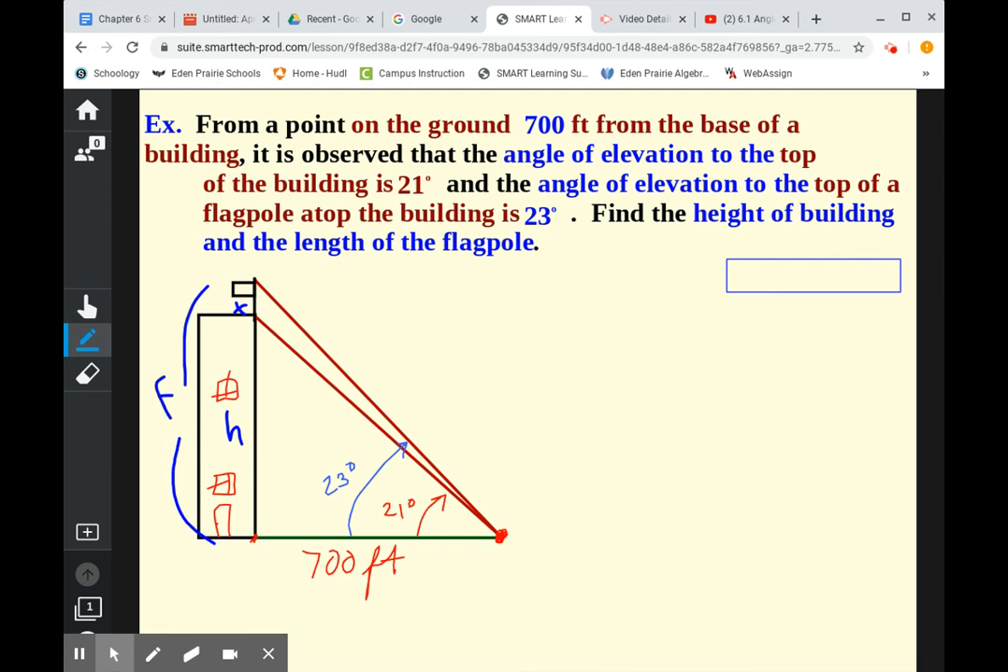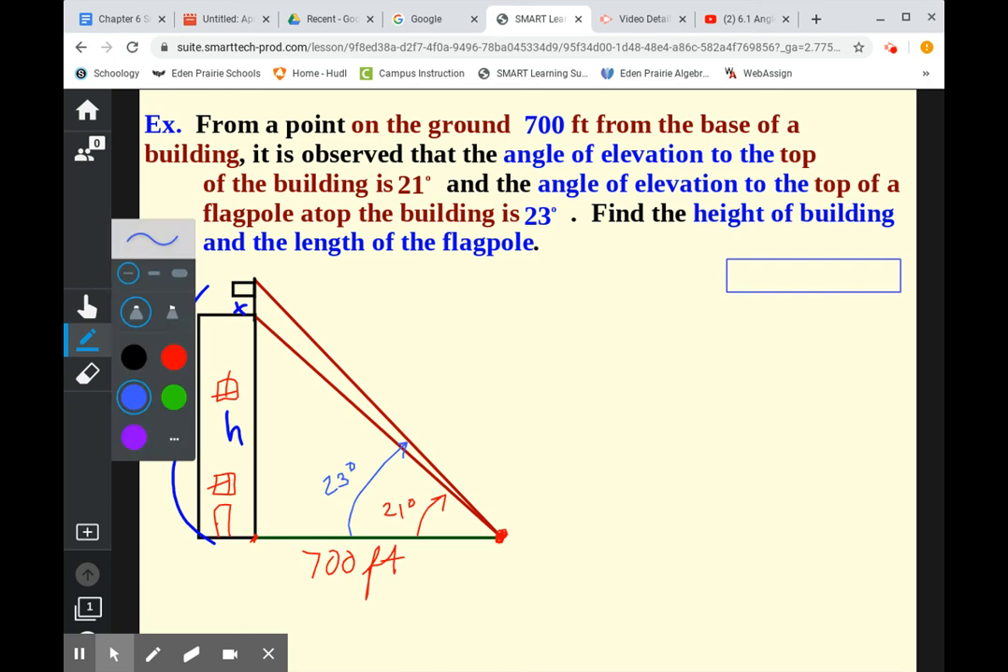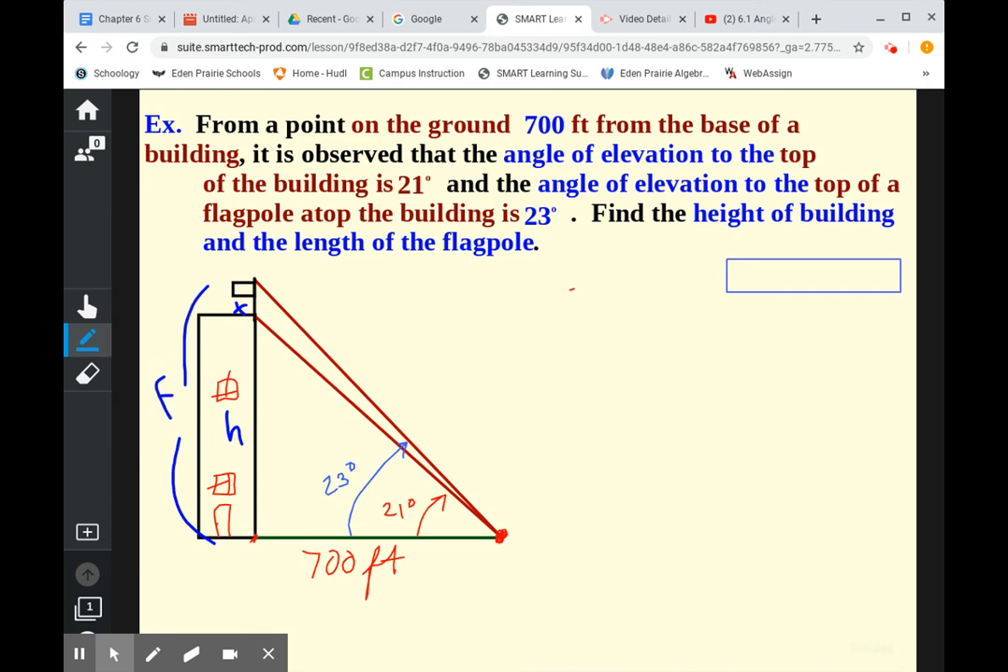We're going to use SOHCAHTOA. Let's first find the height of the building. Looking at the parts that we have, I'm going to use the 21 degrees for the angle of elevation. And since I'm trying to find H, that's opposite 21 degrees, with 700 being adjacent, that is opposite and adjacent, that is TOA. So from SOHCAHTOA, we use tangent. So tangent of our angle, 21 degrees, equals the opposite, which is H, over the adjacent, which is 700.